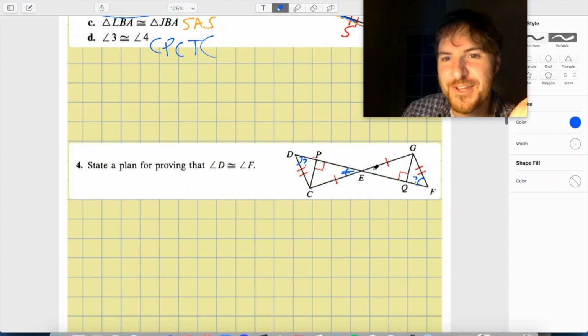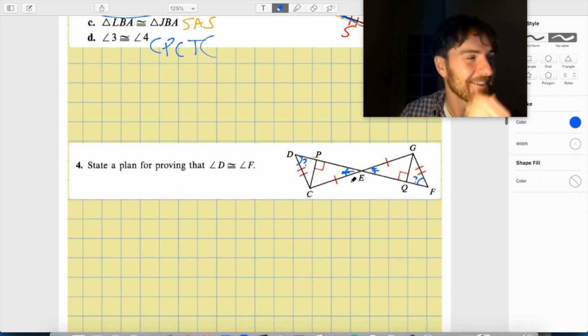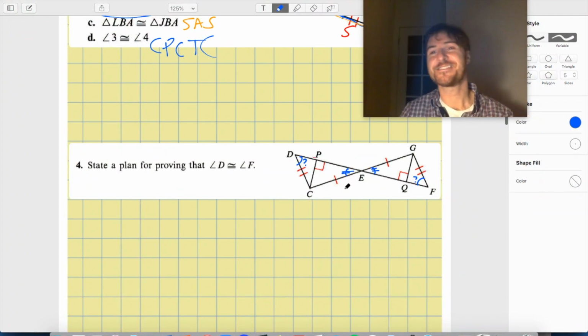Guys, I have fun with this because I don't do proofs like this. I only do them a few times a year, right? Over the summer, I'm not doing these things. I get to them like, yes, good times. Let's find some congruent triangles.